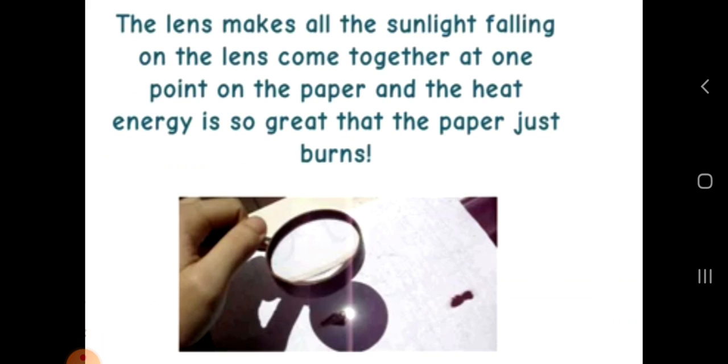See here. Can you see this? A small dot of light is projected on the paper. So the lens makes all the sunlight falling on the lens come together at one particular point on the paper, and the heat energy is so great that the paper just burns. So whatever light is there, that light is concentrated at a particular point, and that heat energy is so great that the paper burns. Yes, so this is also one form of heat energy. So this is also an example of heat energy.